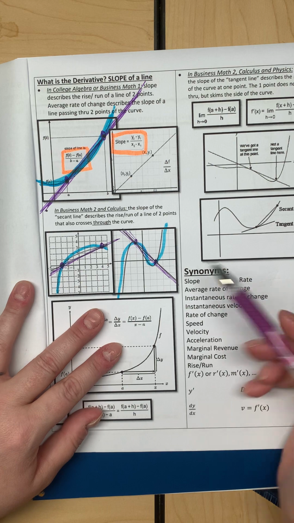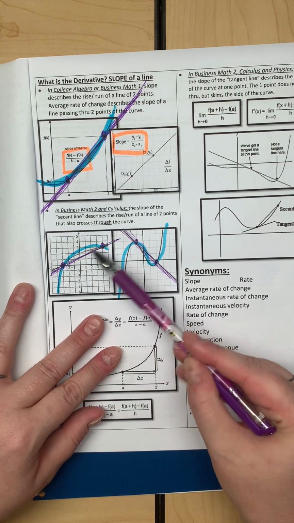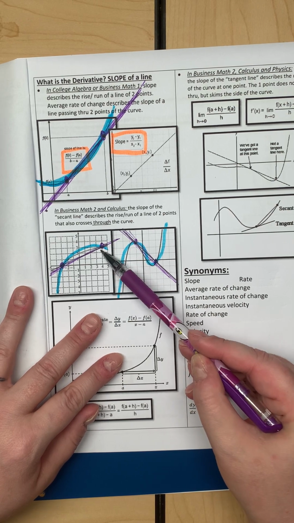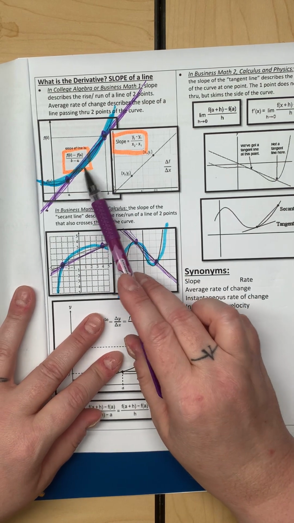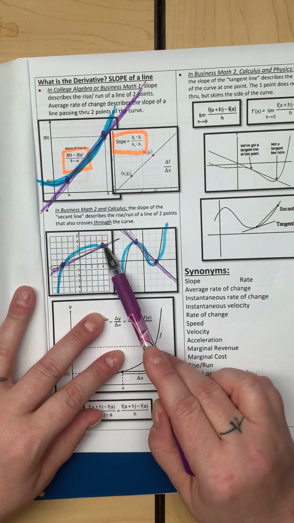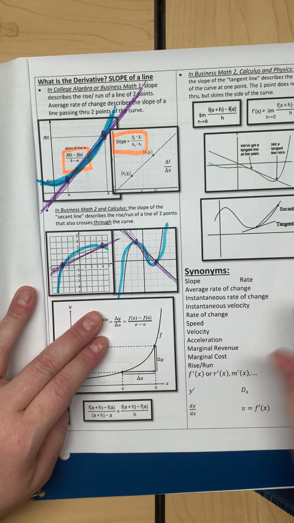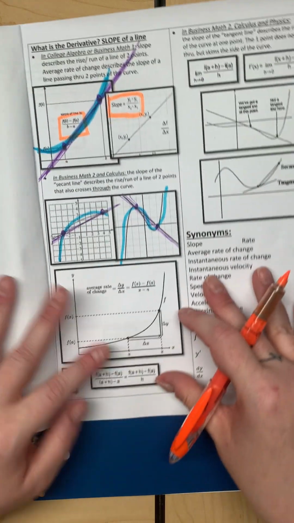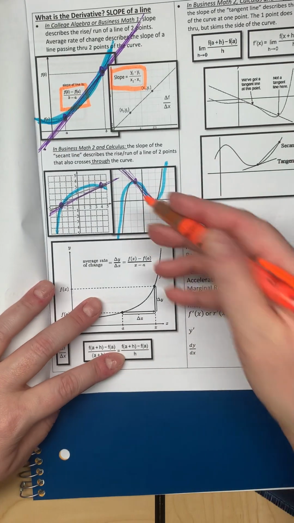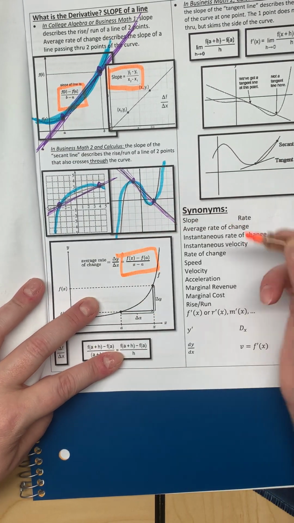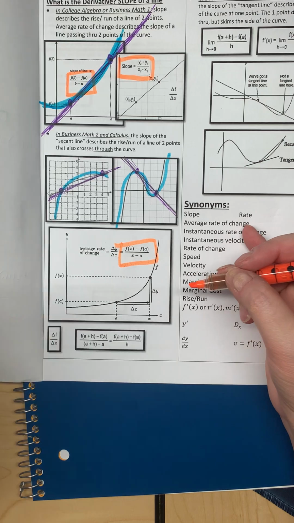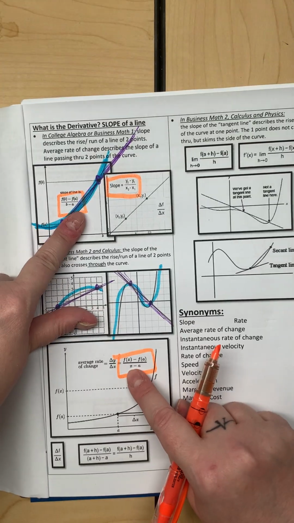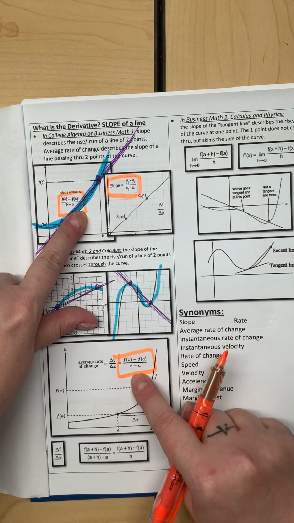So if I wanted to know the rate of change of this curve, like how fast this curve changes, the only thing we know so far is the average rate of change from college algebra between 2 points. Another way to write that average rate of change formula is right here: f of x minus f of a all over x minus a. And it even says average rate of change. So that's the same thing that we did in college algebra or business math 1.